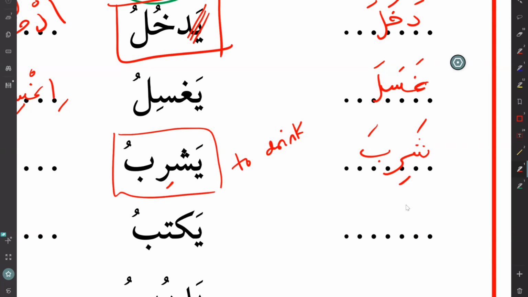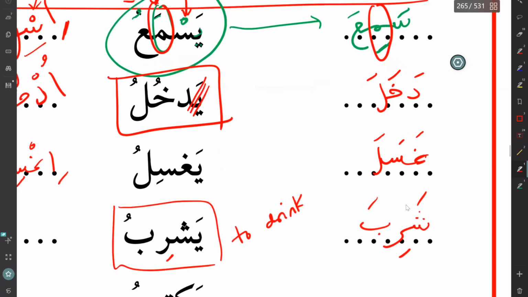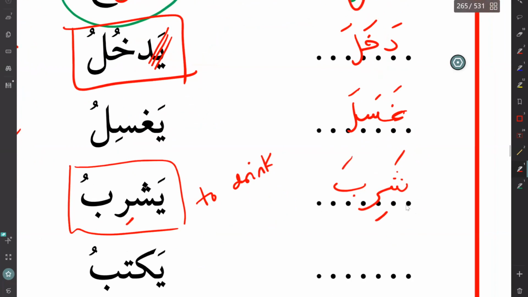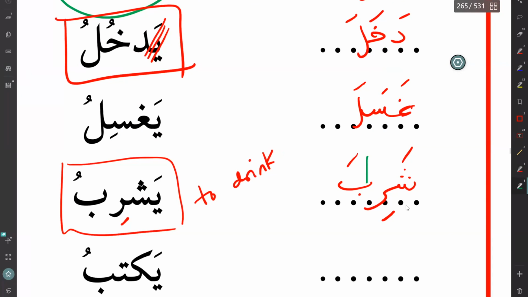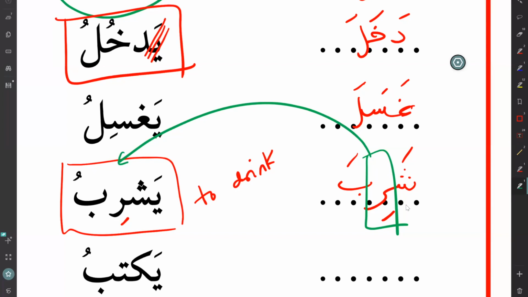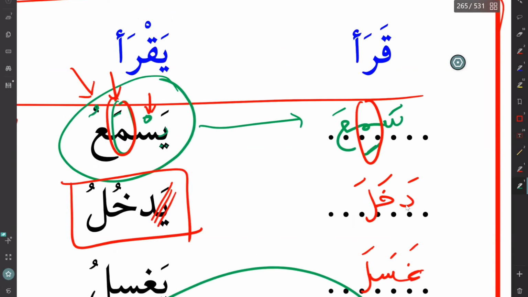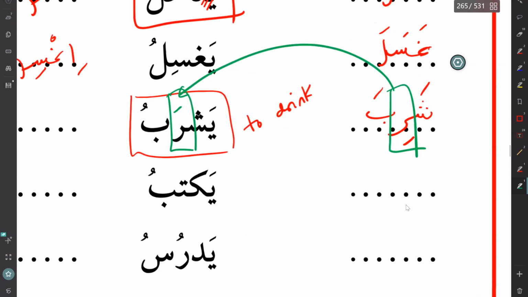But another thing I want to mention, remember I told you that most of the time we don't have any ways of knowing what's going to happen. But there are some tools we can use. And one of them is if the past tense has a kasra, the present tense, 99 or 95% of the time, will be a fatha. So shariba yashrabu. So this is one technique we can use. For example, we have sami'a yasma'u. I'm pretty sure there's some exception, but that is the majority of the time.